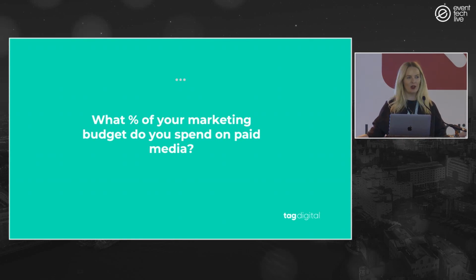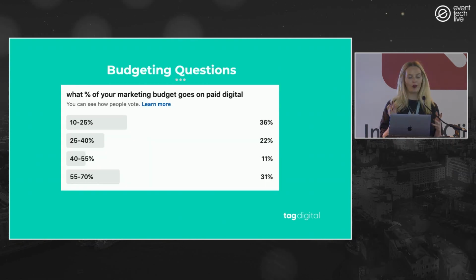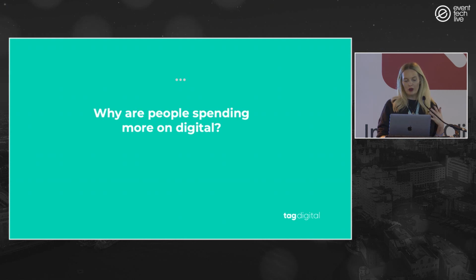It maybe starts out as something where you just test it and see how it's going, and then gradually it will increase over time. So we did a survey with 100 marketing managers across event organisers, asking what percentage of your budget is going on paid media. Interestingly, we've got a lot around that 10 to 25%, but what we're seeing is a big increase in the 55 to 70%. And so why are people spending more money on digital?